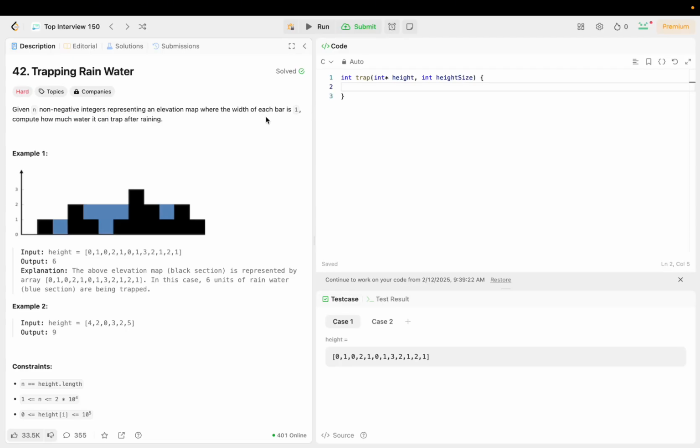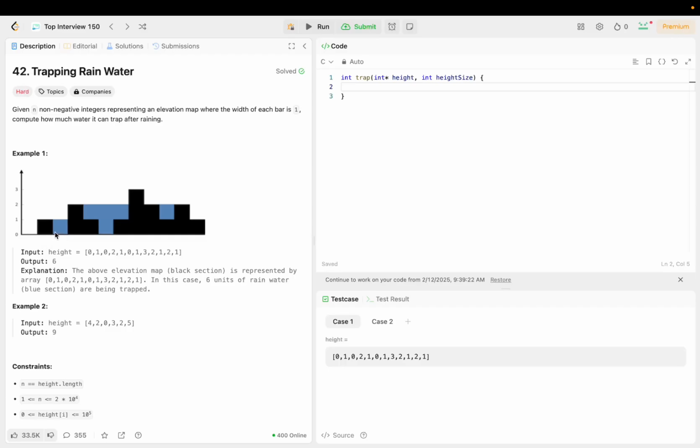The width of each of the bars of the elevation map is equal to 1. We should compute how much water this map can trap after raining. So this is the input array. Each number right here represents the height of these black bars. So 0 here means this one has a height of 0 and width of 1. The second bar has a height, as you can see here, of 1 and the width is equal to 1.